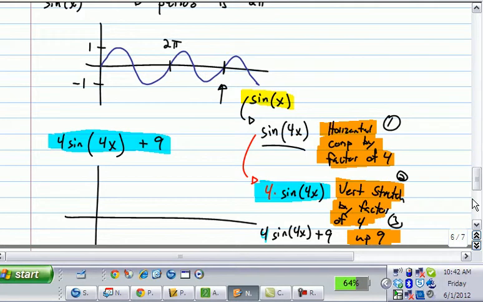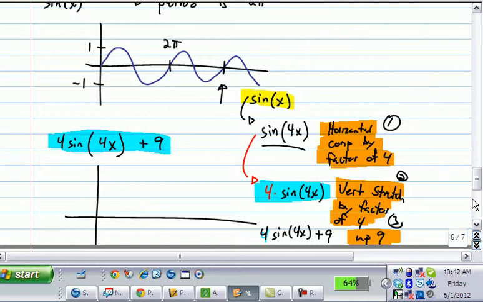Okay, the first thing we do is we horizontally compress by a factor of 4. Does that make the wave longer or shorter? Shorter, okay. So it's now shorter. How long did one full cycle used to be? 2 pi. So 1/4 pi. Half pi. Yeah, good. What the heck am I thinking?